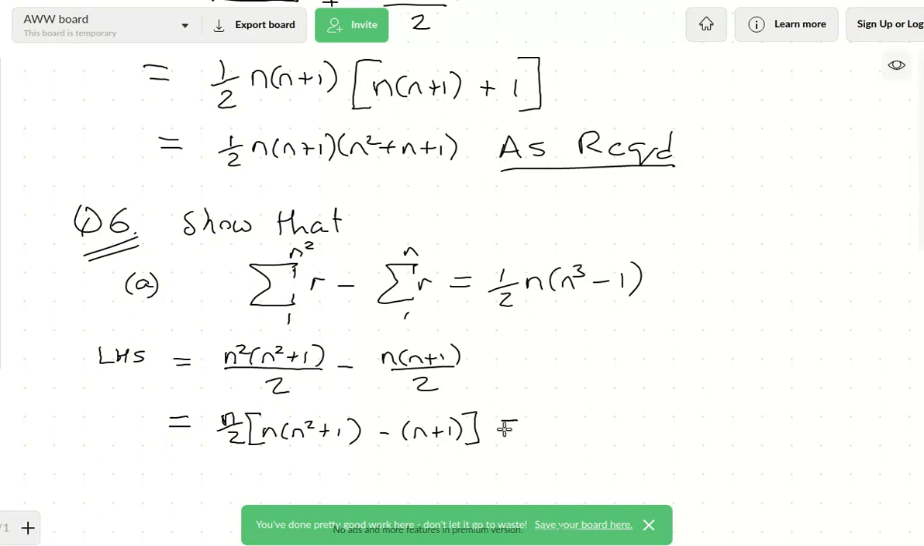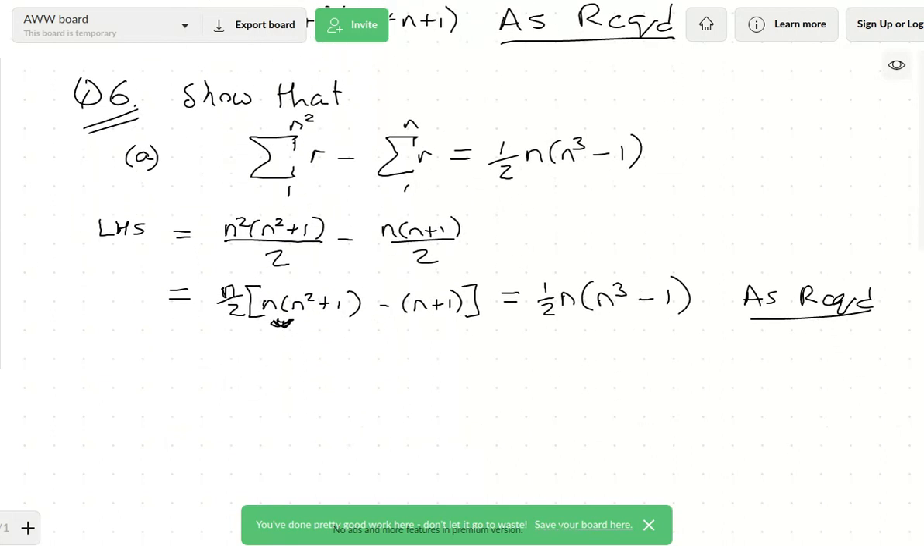So you are, in fact, going to get exactly what they've got written down above, a half n cubed. The n cubed comes from these two terms. Then we're going to get a plus n, take away an n, that disappears, and a minus 1 as required. Yeah, so that's how that question works.